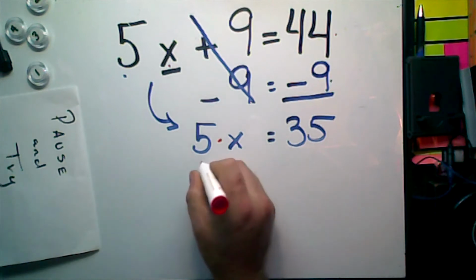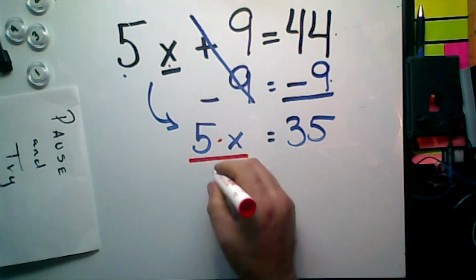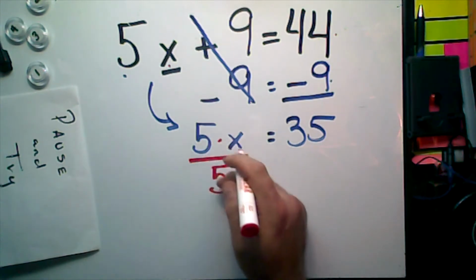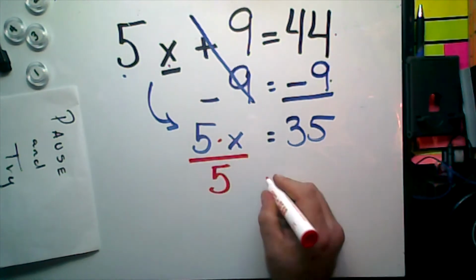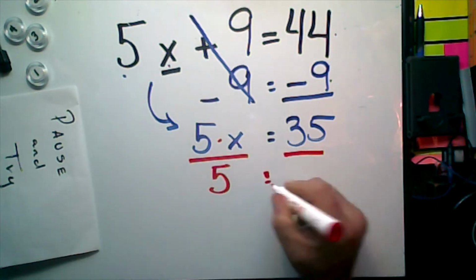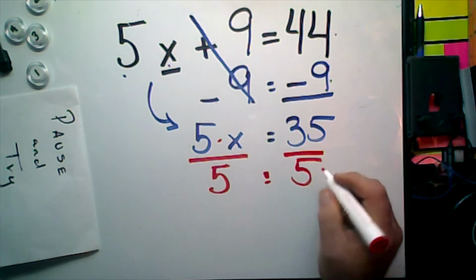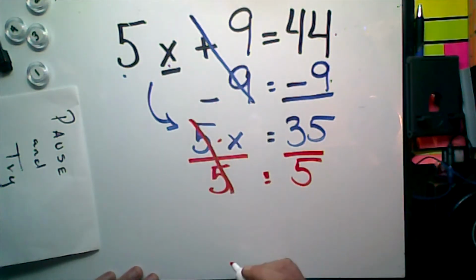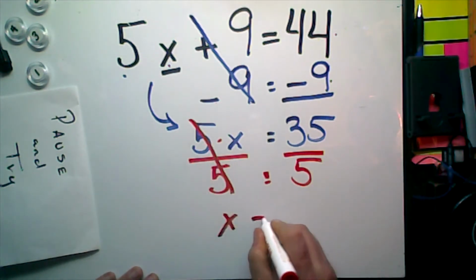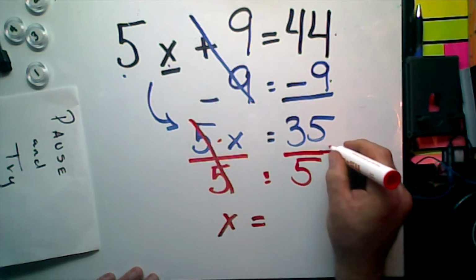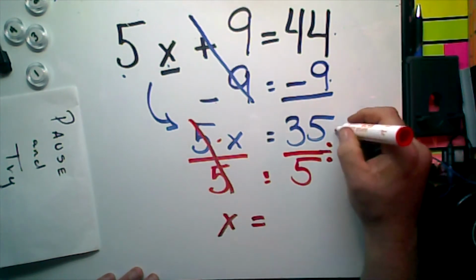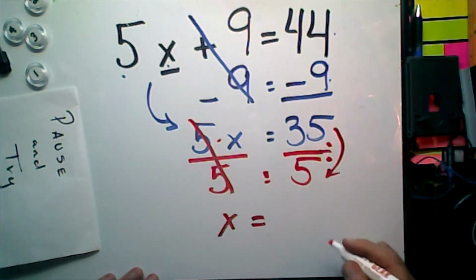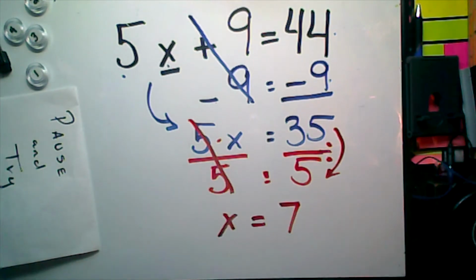The opposite of multiplying is dividing, and fractions are just division problems, visually written. So we're going to divide that by 5, and then we're going to divide the other side by 5, cross that out. X comes down alone, and remember, fractions are division problems. All we do is divide down. 35 divided by 5 is 7.